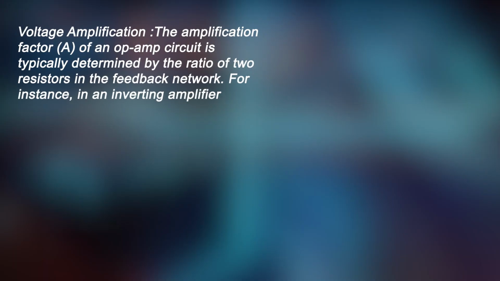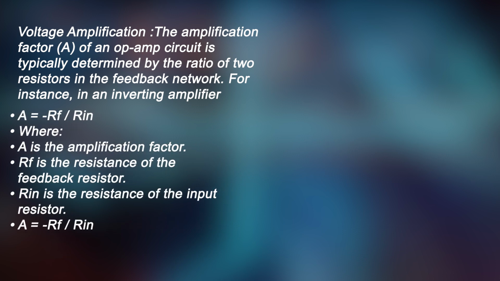Voltage amplification. The amplification factor of an op-amp circuit is typically determined by the ratio of two resistors in the feedback network. For instance, in an inverting amplifier, A is equal to minus Rf upon R in, where A is the amplification factor, Rf is the resistance of the feedback resistor, R in is the resistance of the input resistor. Negative feedback. Op-amp circuitry usually employs negative feedback, which means that a portion of the output voltage is fed back to the inverting input. Negative feedback stabilizes the circuit, linearizes its operation and sets the gain to a desired value.